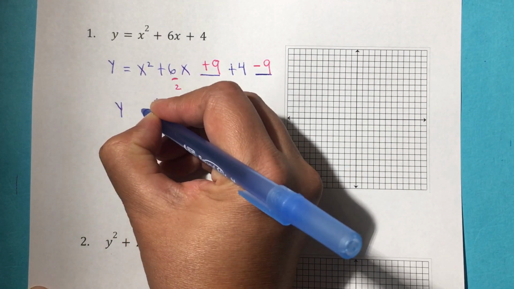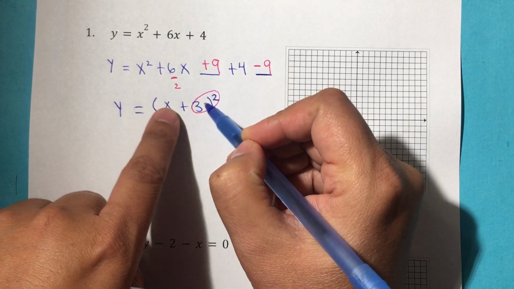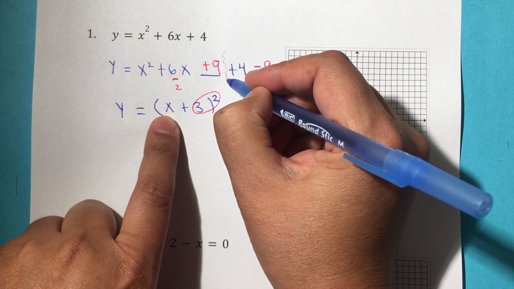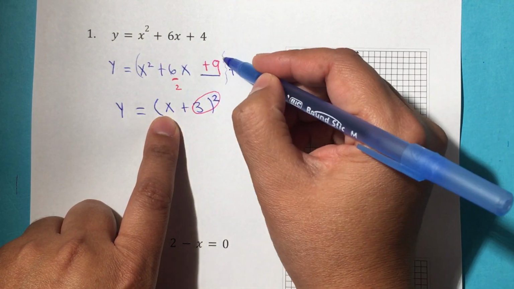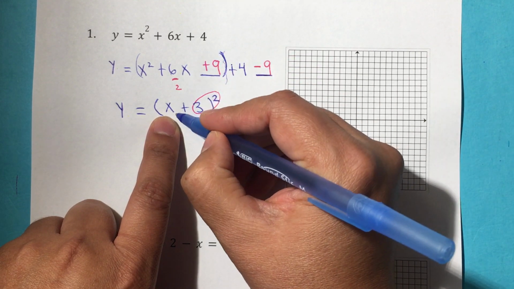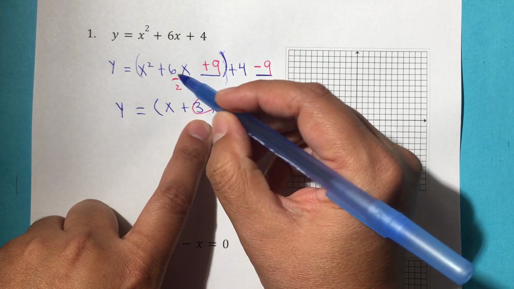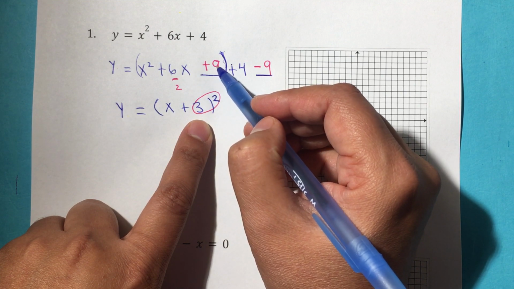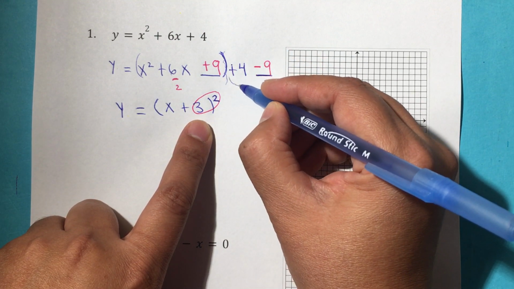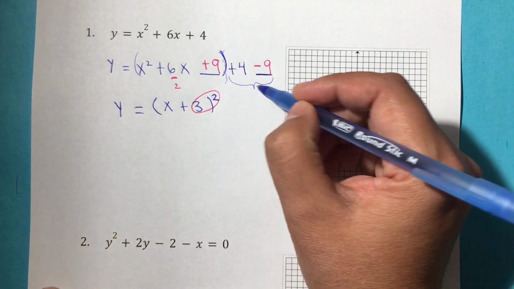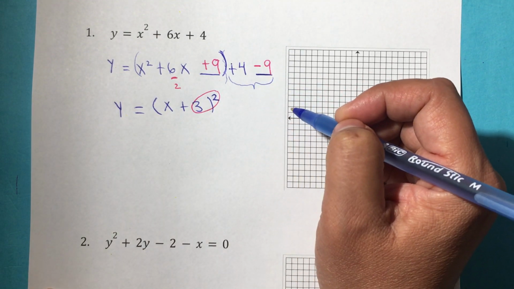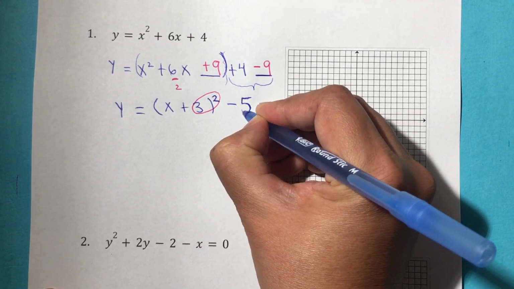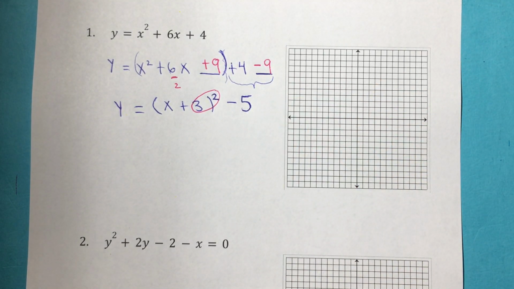So that gives us y equals, these dimensions of the perfect square come from this part right here, okay? So x plus 3 squared is the same as x squared plus 6x plus 9. So that leaves us with having to simplify that, which is positive 4 and negative 9 is negative 5. So now we completed the square.